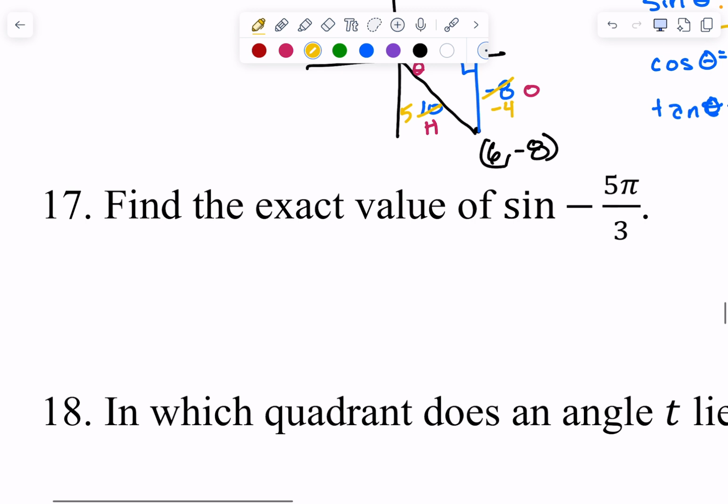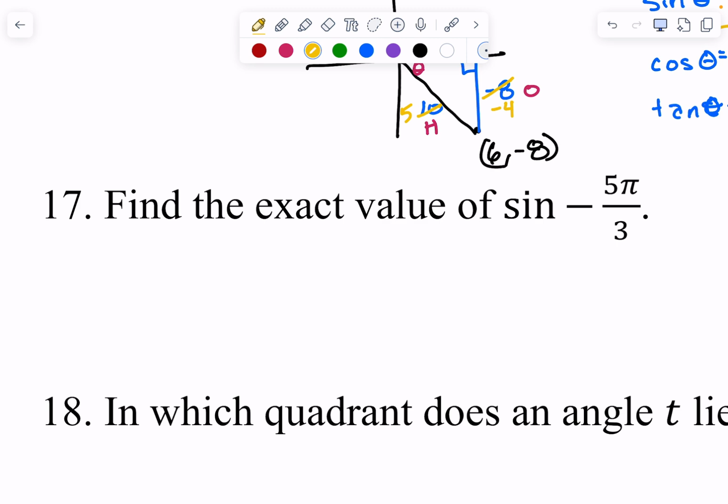Okay, 17. What does this mean? Find the exact value of sine of negative 5 pi over 3. What does that even mean? No, because it won't give you the exact value if you plug it in. Just look it up on your unit circle. Where's negative 5 pi over 3 at?